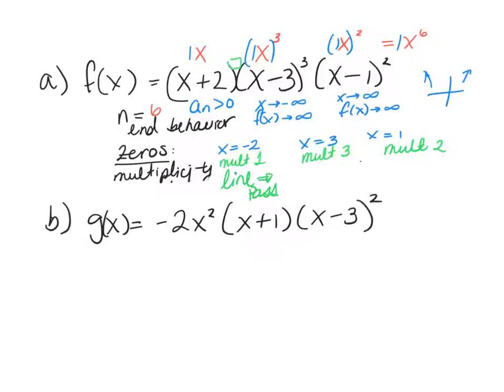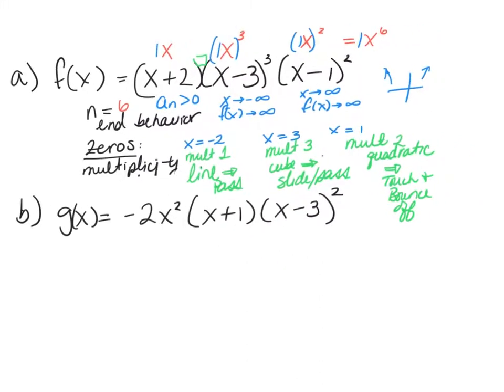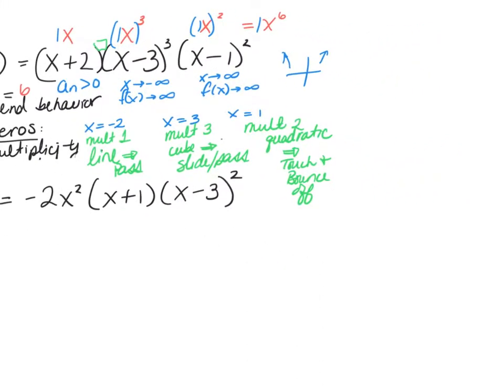Any multiplicity of 3, I expect it to act like a cubic, which means it's going to pass, but it's going to slide past. And then if I have a multiplicity of 2, I expect it to act like a quadratic, which means it's going to touch and bounce. Okay? So now I'm going to bring all of this information together and do my graph.